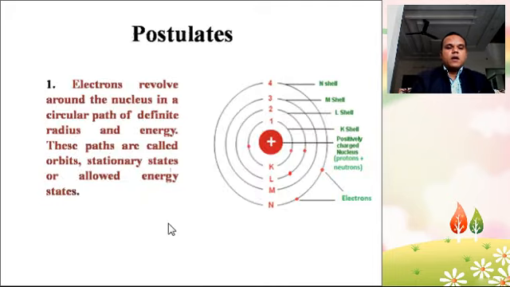Postulate 1. Electrons revolve around the nucleus in a circular path of definite radius and energy. These paths are called orbits, stationary states or allowed energy states. Orbits around the nucleus are represented by the capital letters K, L, M, N and so on, or by the whole number 1, 2, 3, 4 and so on. As the distance of the orbit from nucleus increases, the energy of the orbit also increases.